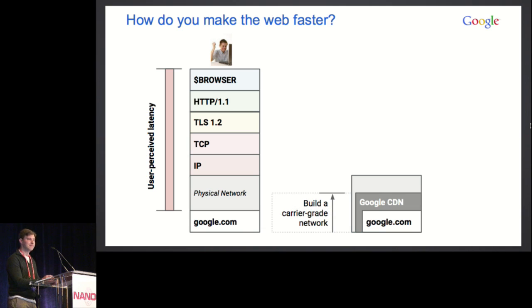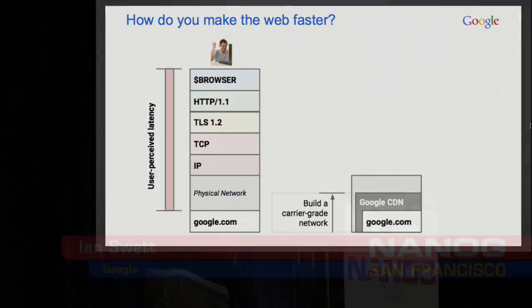So what have we done? We built a huge CDN. We have one of the largest CDNs in the world. We offer Google Global Cache to those who want to install it and get closer to their users. And we generally have a huge network that we've spent a huge amount of money building out just to make the user experience faster.